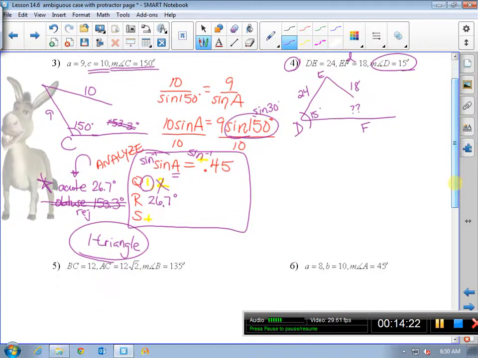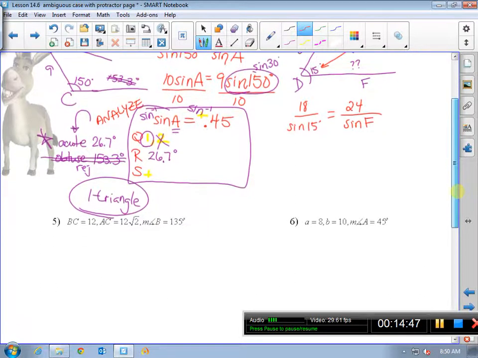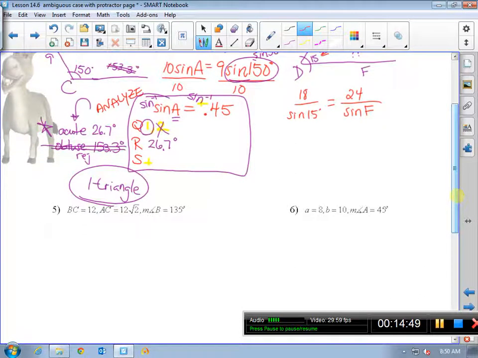Every time we do ambiguous case, SSA, we're going to use law of sines. So 18 is to the sine of 15. Maybe stop the video and see if you can get to the end of this without my help. 24 is to the sine of F. So pause the video, cross multiply.